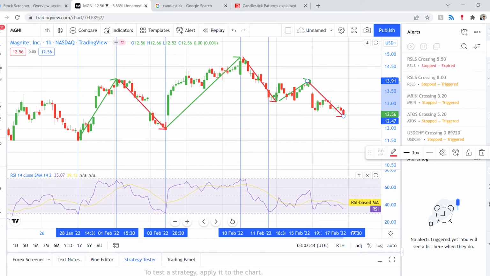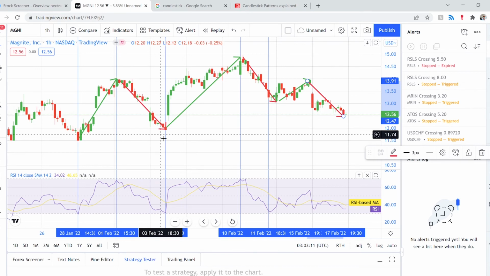So what you want is to come in at an upward trend when it's beginning, and get out at a downward trend when it's starting. So come in here, get out here, come in here, get out here, come in here, somewhere down here, maybe get out up here. So that's how you determine when to get in and when to get out.